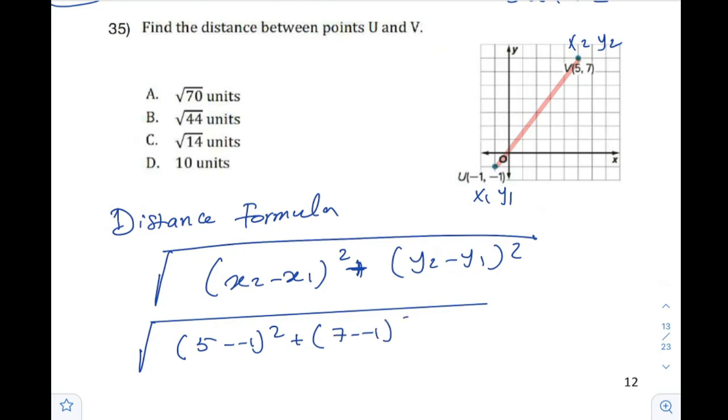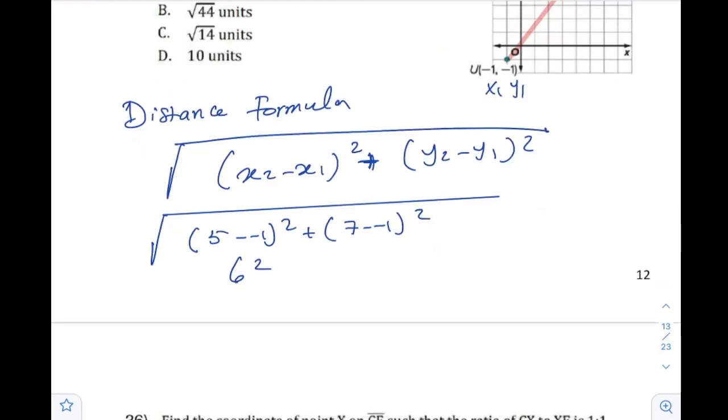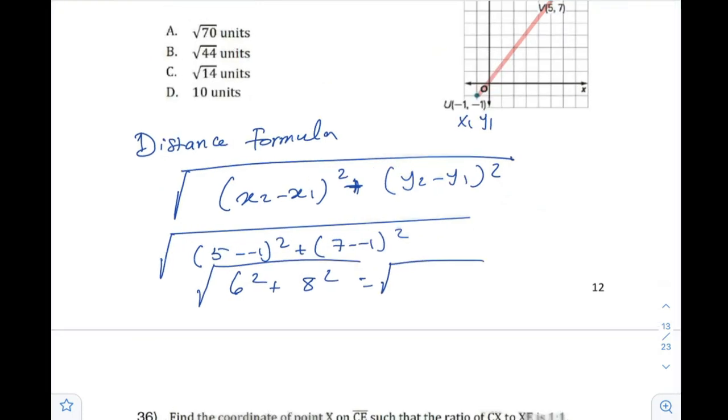y2, 6 square plus... by the way, you can put everything in the calculator and it will be found for you. So it is 36 plus 64, which is square root of 100, which is 10, not square root of 10. Square root of 100 is 10 directly. So this is the correct answer.